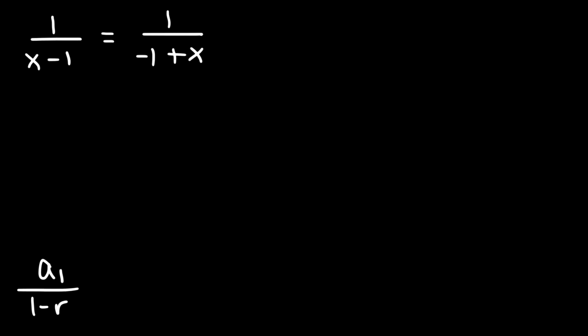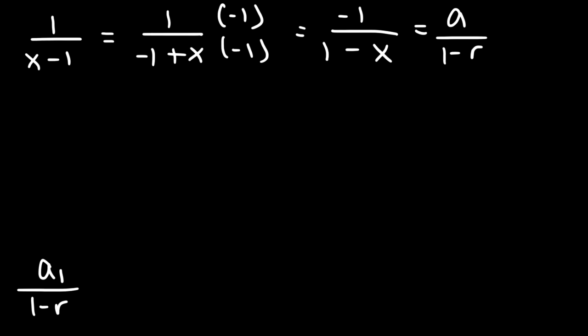So let's start with 1 divided by x minus 1. The first thing I would do is reverse x to negative 1. So this is 1 over negative 1 plus x. So we need to get it in this form. Now, what I would recommend doing is multiplying the top and bottom by negative 1. So it's negative 1 over 1 minus x. And now it's in the appropriate form. So we could see that a is negative 1 and r is equal to x.